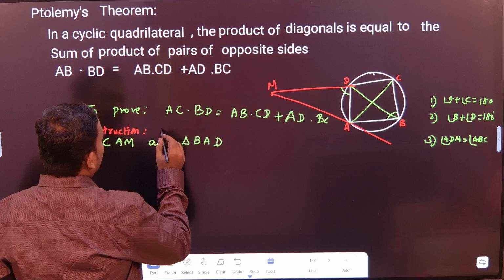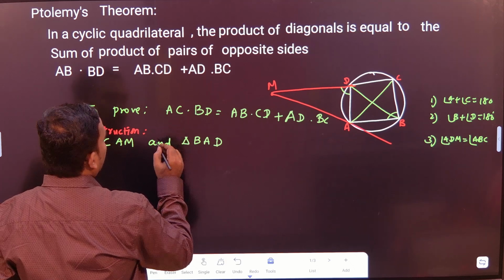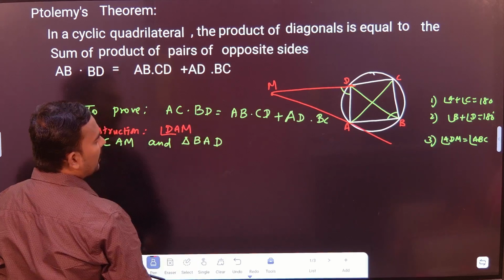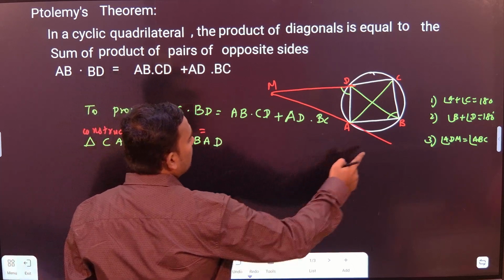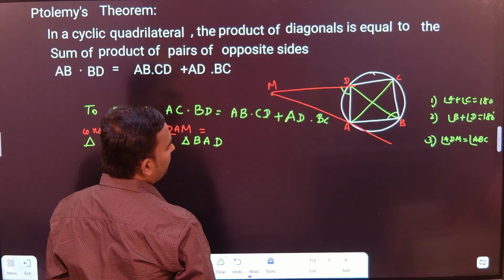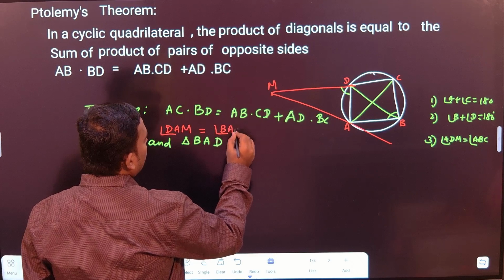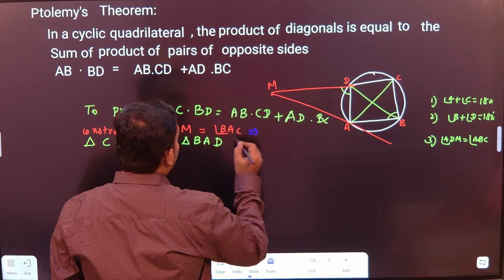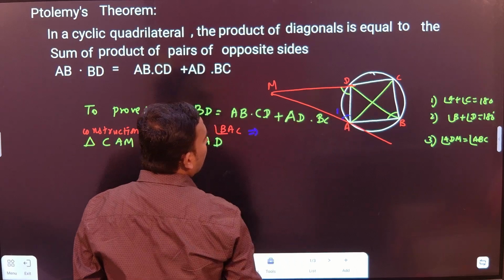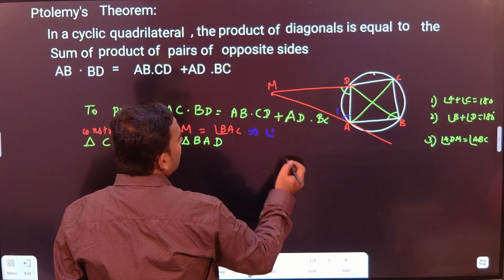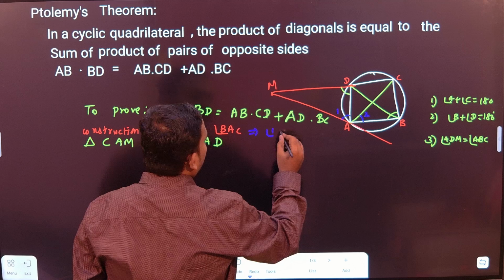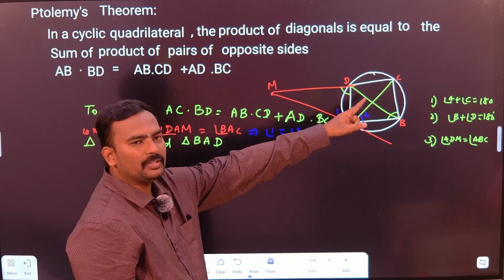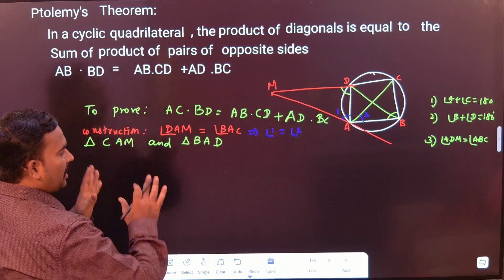Okay, so what is the construction here? Let's take angle DAM equal to angle BAC. Let me take another color. DAM we can call angle 1, and angle BAC we can call angle 2. So angle 1 is equal to angle 2. Angle 1 is DAM and angle 2 is BAC. Clear? So this is the construction.